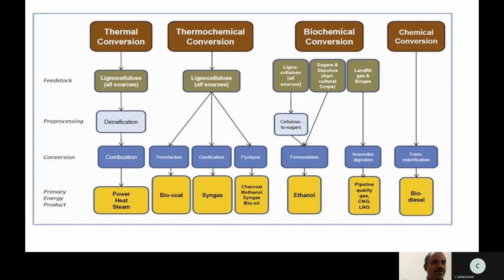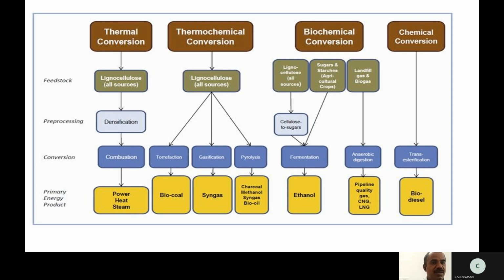Here you see the thermal conversion, thermochemical conversion, biochemical conversion, and chemical conversion. So this is the conversion technology: the feedstock, the pre-processing, and the conversion. You have desiccation, combustion, and calcination analysis, and fermentation. So this is the chemical conversion.